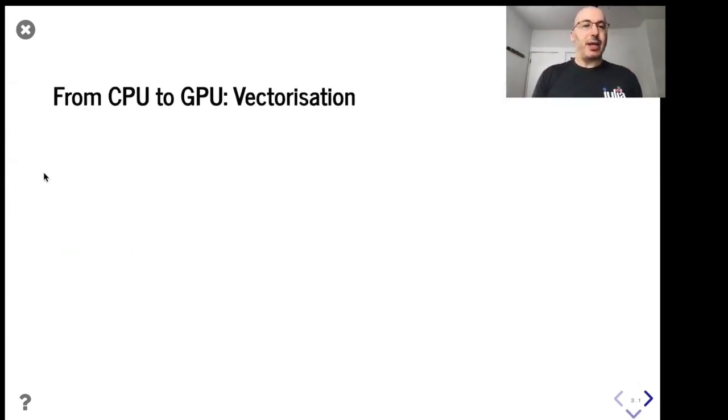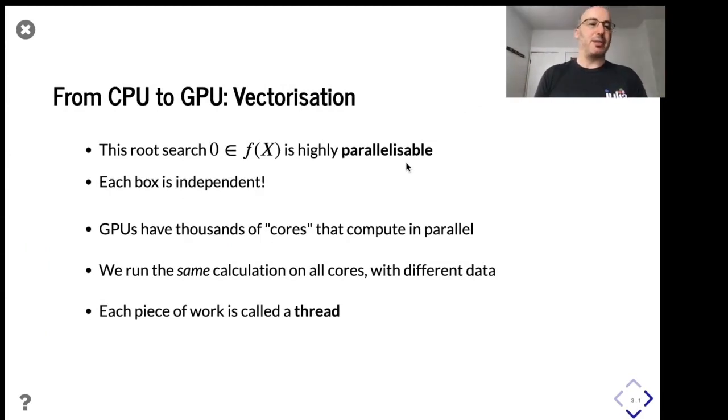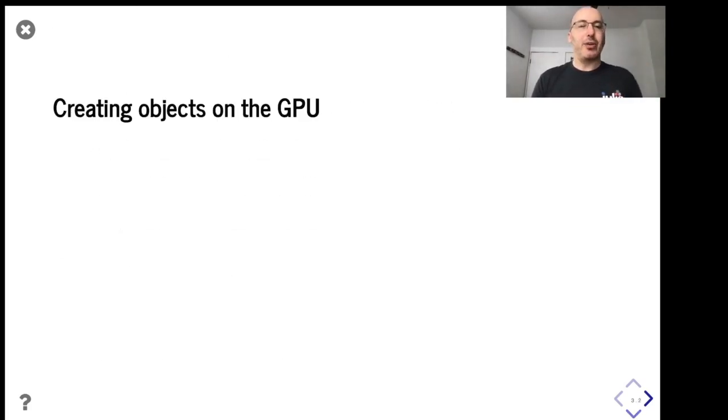So clearly, this process is actually highly parallelizable because each box is independent. And in each box, I need to do this check of is 0 in the range of the function over that input. So GPUs have thousands of cores that compute in parallel, that compute at the same time. We want to run the same calculation, this particular calculation of checking whether 0 is in the range, with different data on all cores or processors simultaneously. And we're going to call each piece of work a thread. So now, how can we actually use the GPU?